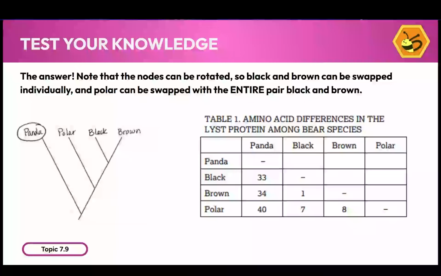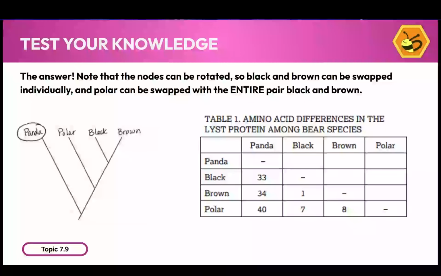And again, usually AP tests will only have you do 4 different animals. They're never going to ask you to make a phylogenetic tree with 10. The most I've seen is 5. Yeah, I totally understand. Actually, there's another slide for this. They'll only ask you to do 4 animals. And now to explain this, it's the amino acid differences in the protein, and you can actually ignore the name of the protein among bear species. This is just basically all bears have the exact same protein, and that's kind of implied in the problem.